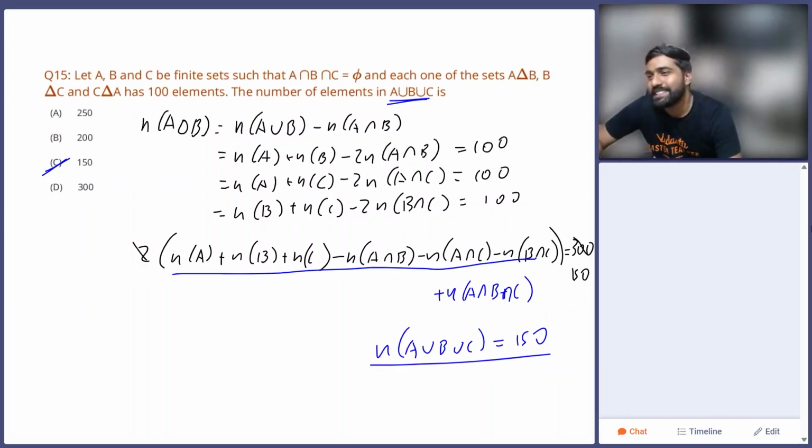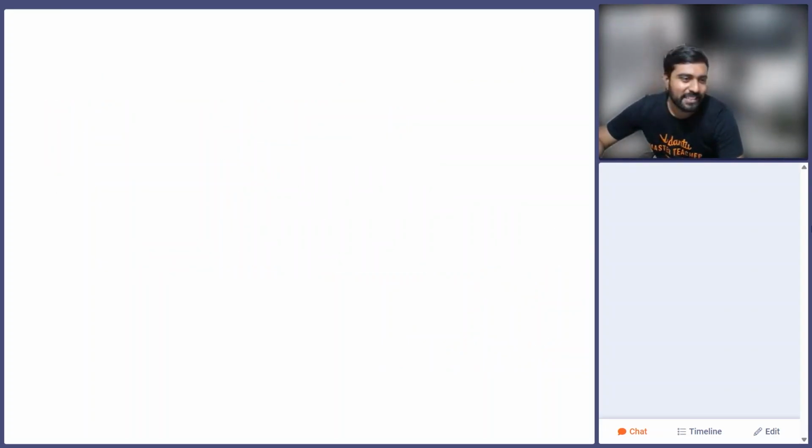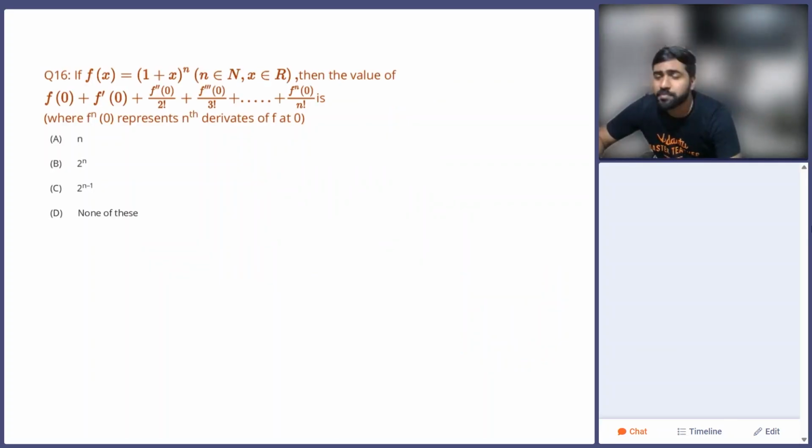Option C right here. Okay? Option C will be the answer for this question over here. Plain and simple, basic sum. Okay? Moving on. What do we have here?